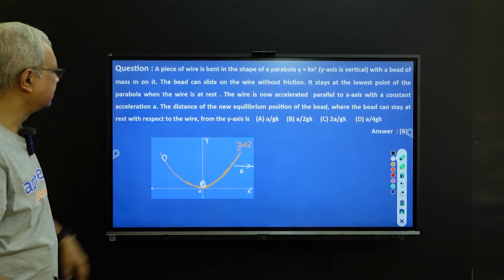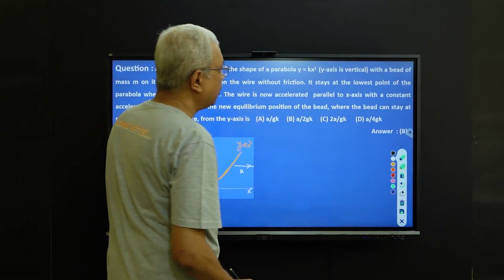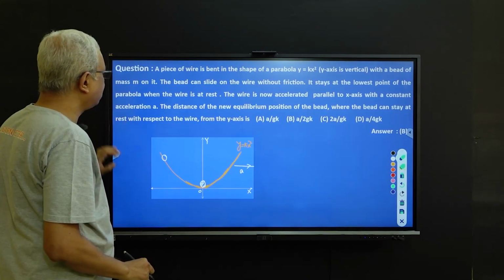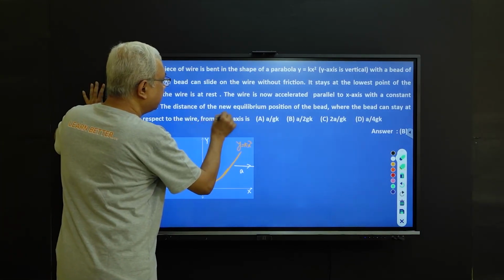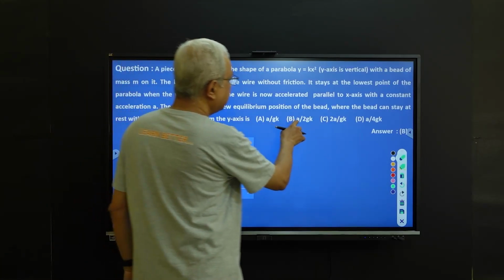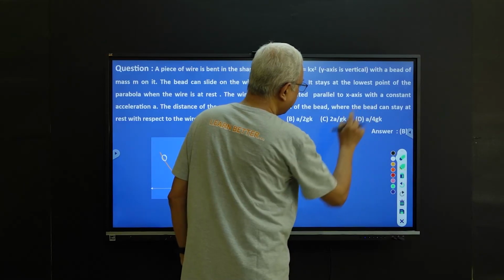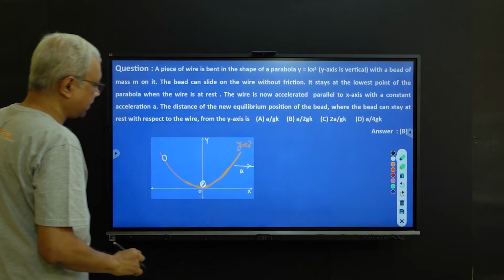The distance of the new equilibrium position of the bead, where the bead can stay at rest with respect to the wire, from the y-axis, is a by gk, or a by 2gk, or 2a by gk, or a by 4gk. Which one is the correct answer?